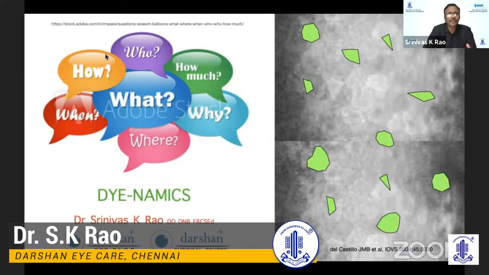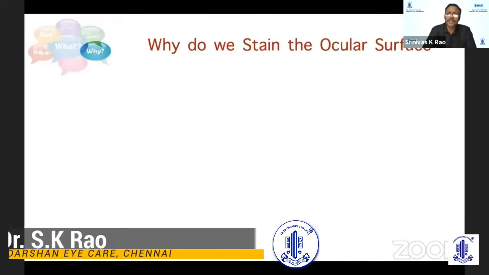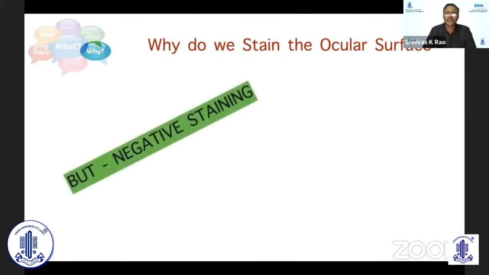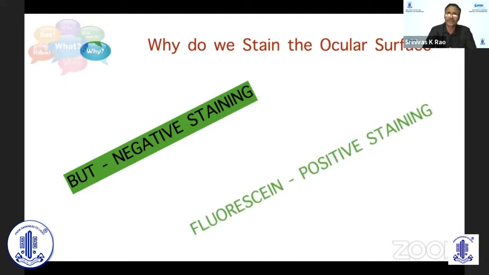If we look at the first question, which is the why, we have to ask ourselves, why do we need to stain the ocular surface? We just heard about the use of fluorescein staining, the negative part of it, from Professor Yokoi. So we use the fluorescein, and based on where it does not stain, we try and understand the impact on the ocular surface. I'm going to be talking about the positive fluorescein staining.